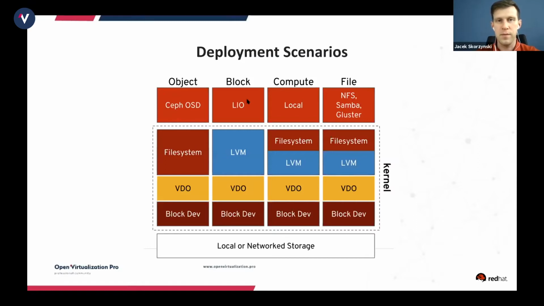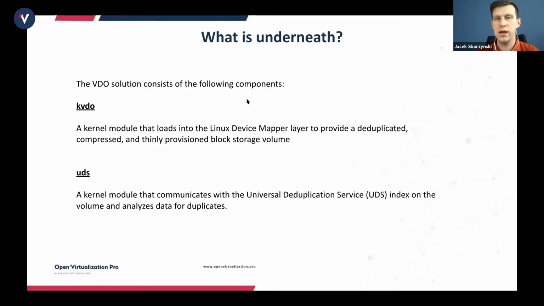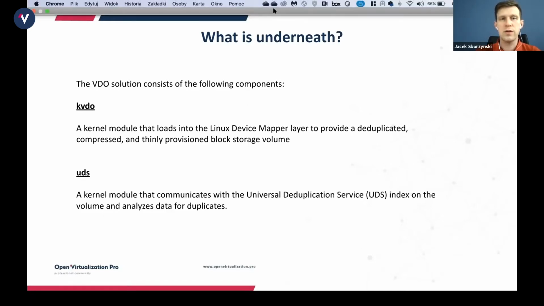Next slide. Okay, so what's underneath? And it's quite important to know that VDO is a set of 2 kernel modules. The first one, KVDO, which is actually responsible for all the compression, deduplication, and thin provisioning on the block storage level, on the block storage volume. That's the heart of it. The second one is UDS, and UDS actually holds the index for the deduplication.